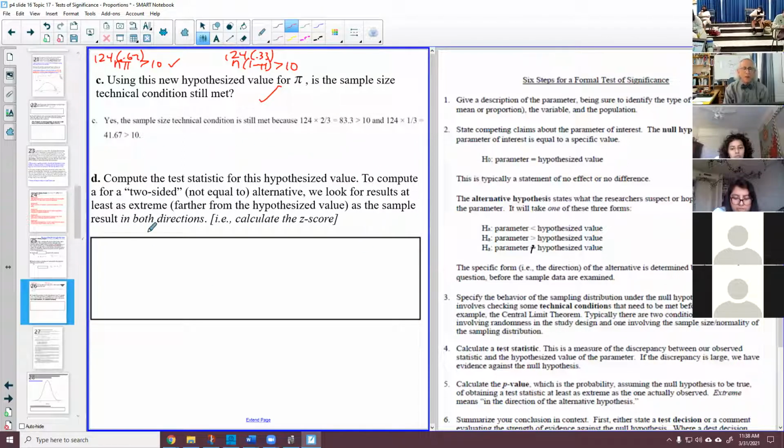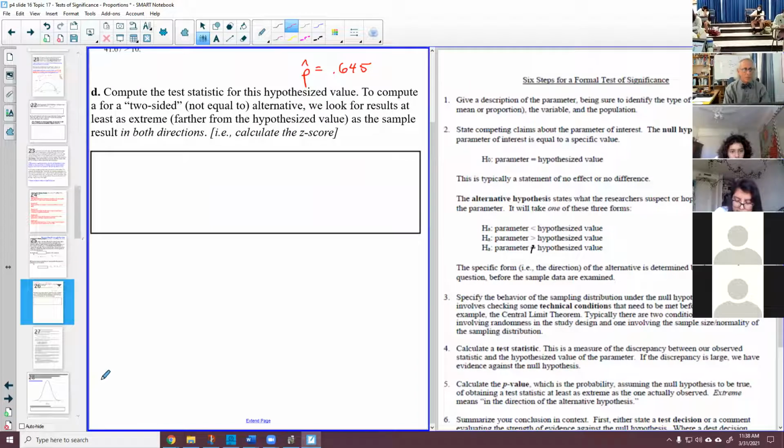Now I need to compute a test statistic for the hypothesized value. Remembering that my p hat was equal to 0.645, I'm going to make my picture. We met the technical conditions, so it's going to be unimodal and symmetric.